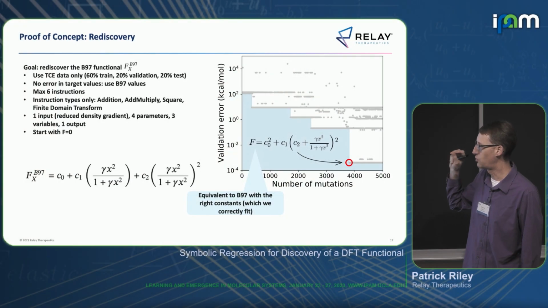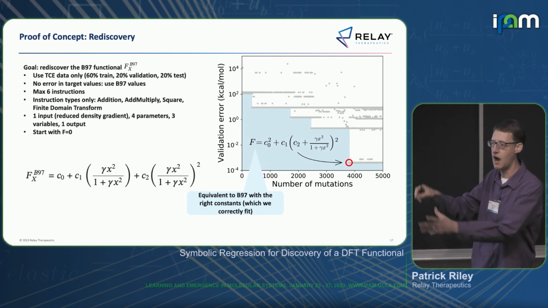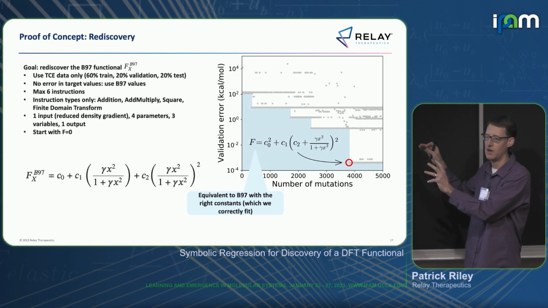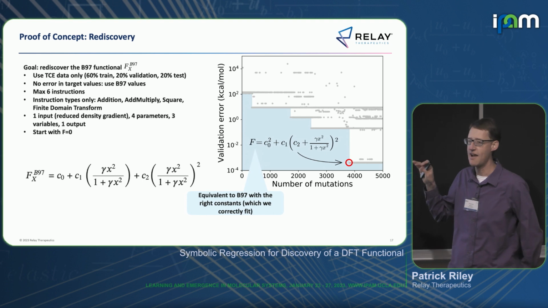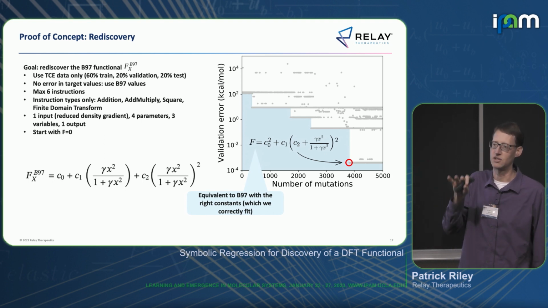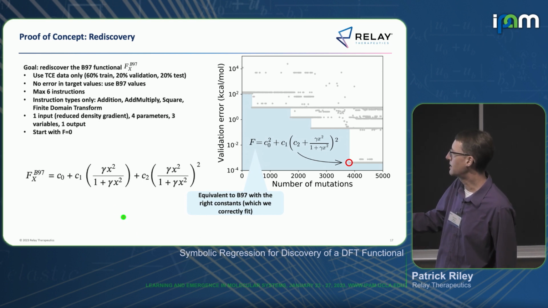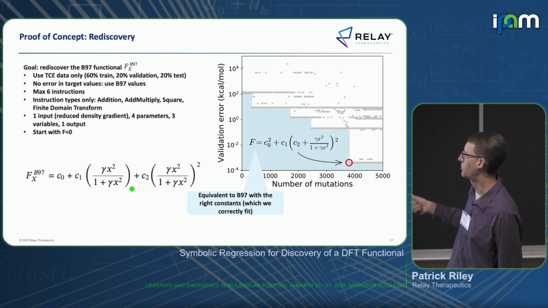For this proof of concept, we basically said your output is trying to recreate exactly the B97 functional, so not the actual calculation of the DFT result on that data set, just reproducing exactly the values of the B97. So this is really just a validation that the regularized evolution symbolic regression system is able to do something. The form here is the form of the B97 functional. The x squared here is the input, gamma is a parameter, and all three of those c's are parameters.